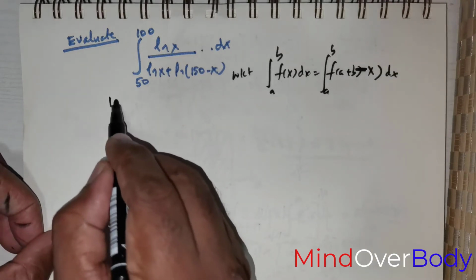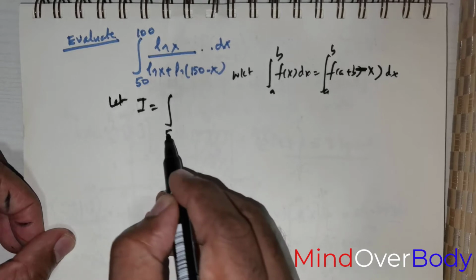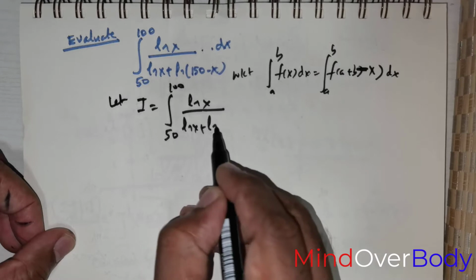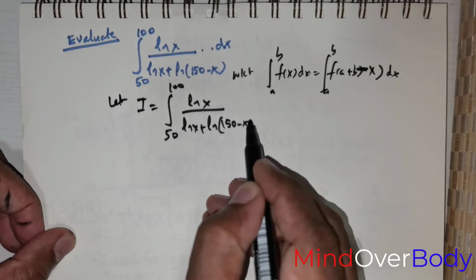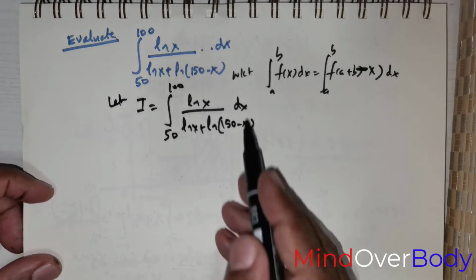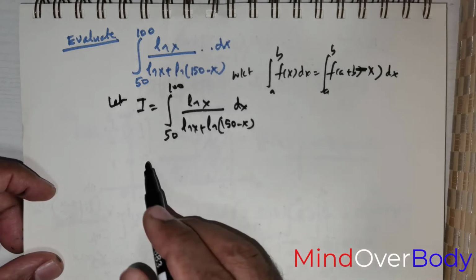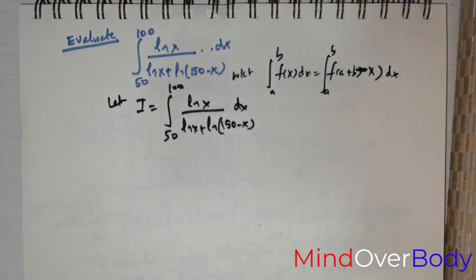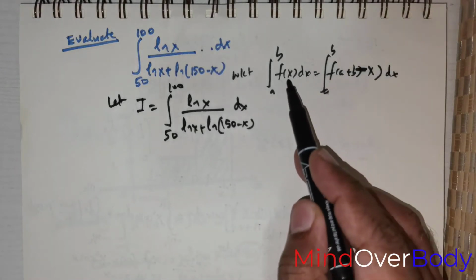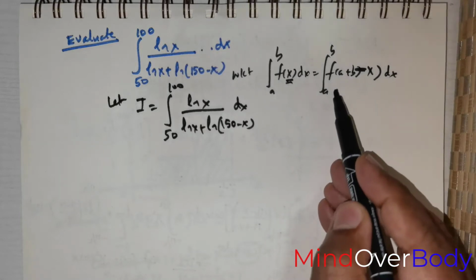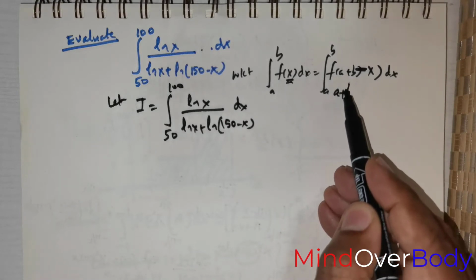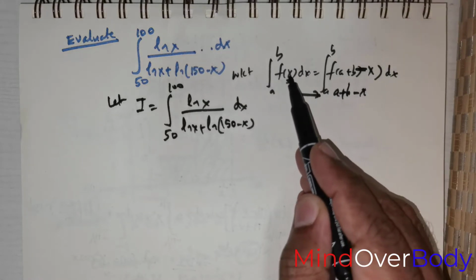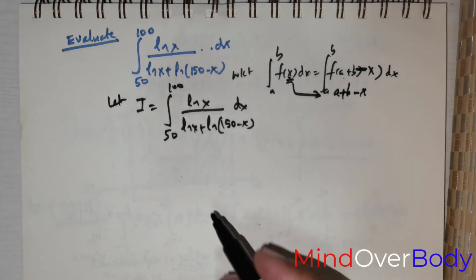So foremost, let I be equal to the integral from 50 to 100 of ln x over (ln x + ln(150 − x)) dx. If I were to use this property, I can rewrite this in the following fashion. Clearly you can see that wherever we have x, it has been replaced by a + b − x. That is exactly what I'm going to do.